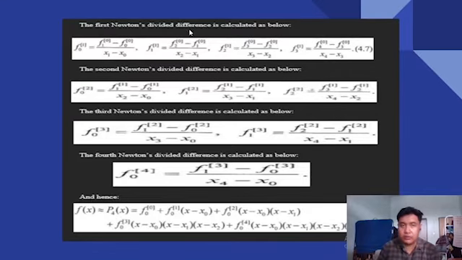The first Newton's divided difference is calculated as below. The second, the third, and the final one is the fourth Newton divided difference. Hence, this is the solution.